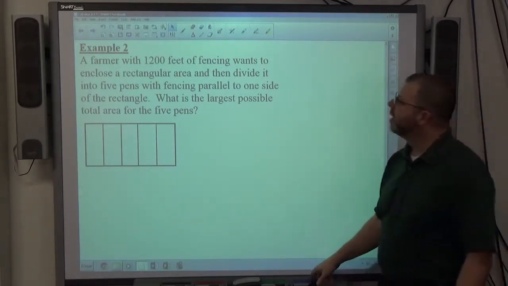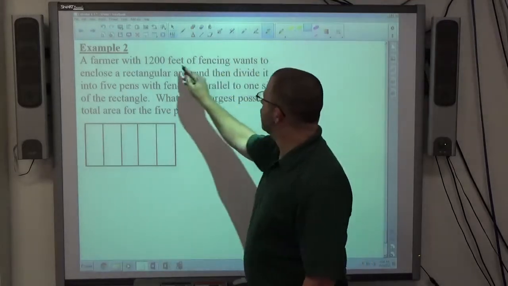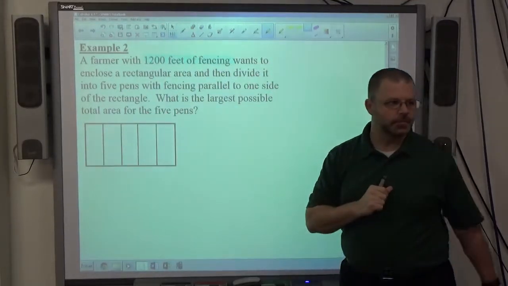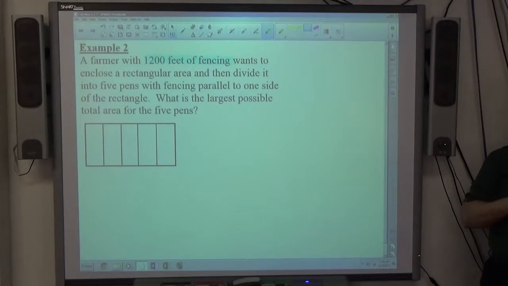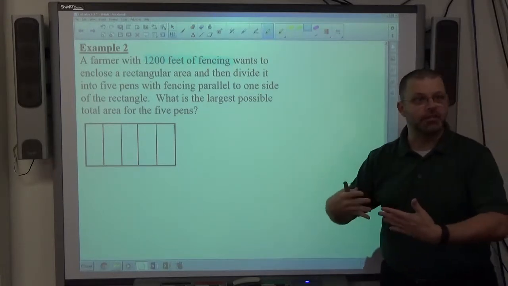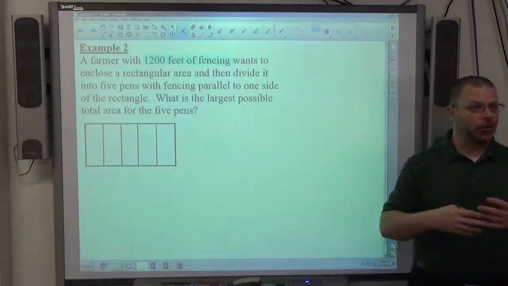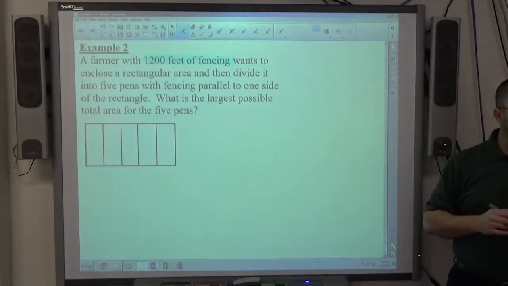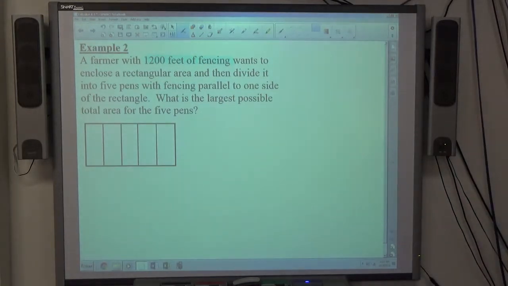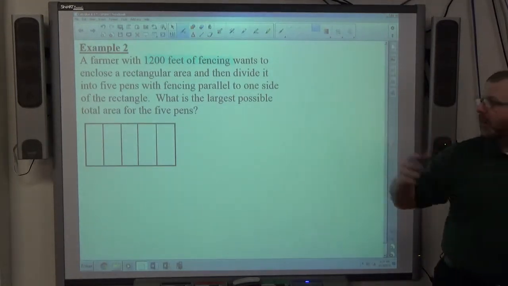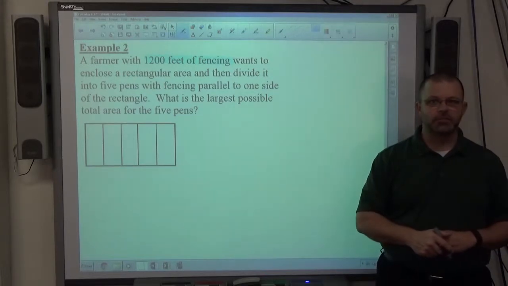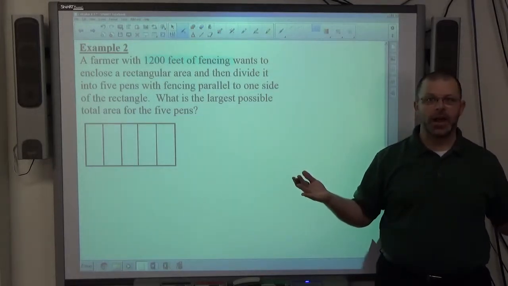First thing, seems very benign, but it says 1,200 feet of fencing. If I'm the farmer and I want my pen to look like that, every one of those black lines represents fence, so every one of those black lines is using up fencing. That's what I'm going to want to do for step number 3: set up an equation involving whatever's being held constant. All the farmer has is 1,200 feet of fencing. That's his materials, that's what he has to work with.